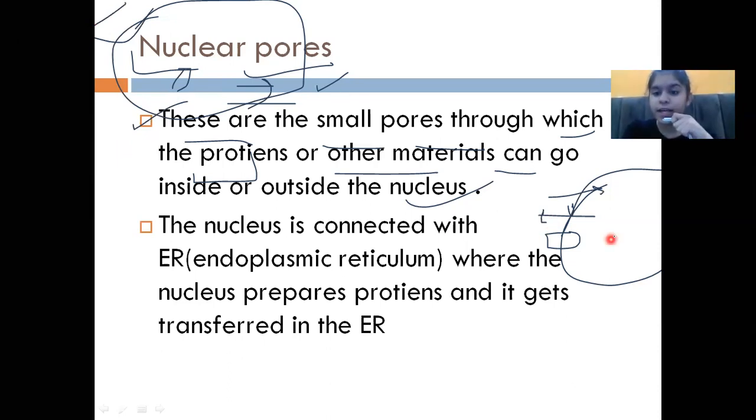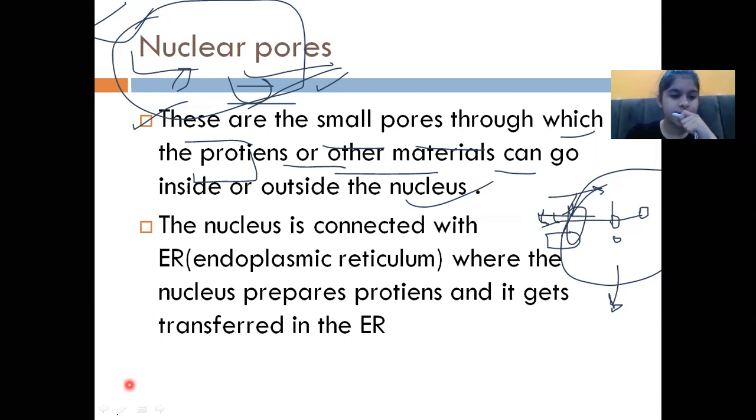Basically, in the nucleus you have a nucleolus as your component. That nucleolus produces ribosomes, it produces proteins. The nucleolus produces proteins that are transferred from the nucleus to the endoplasmic reticulum. Okay, proteins are made in the nucleus and go outside to the endoplasmic reticulum. How do they go? With the help of the nuclear pores. Clear till here, everyone?